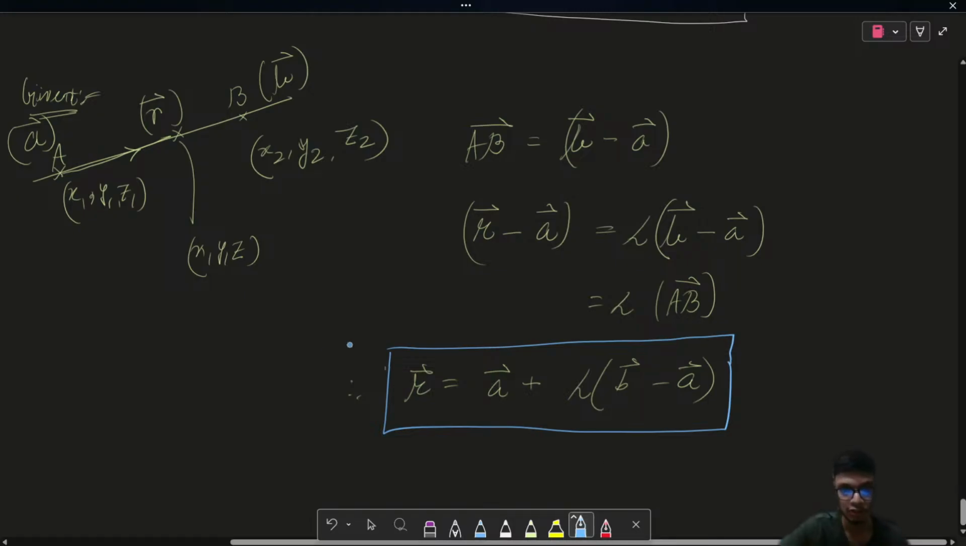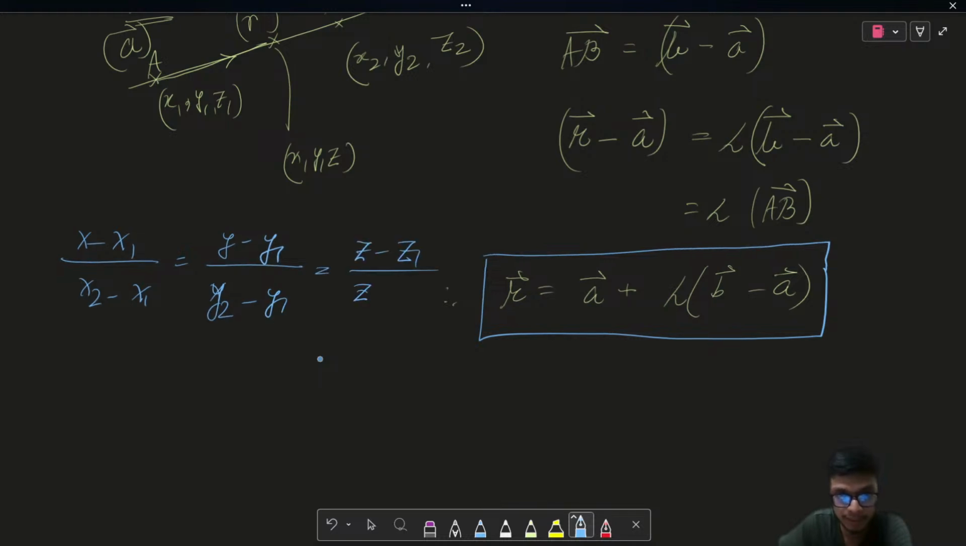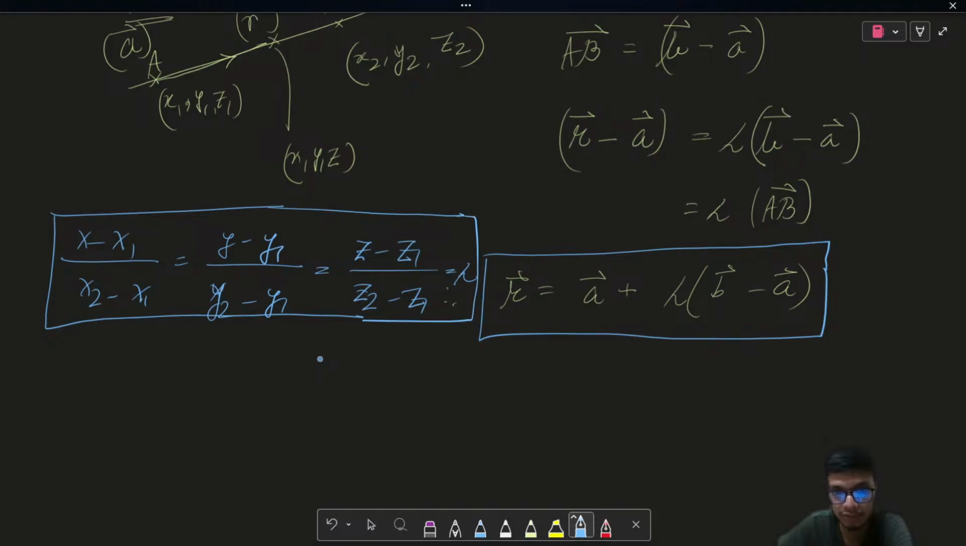Similarly, in the Cartesian form, I can write the same thing as x minus x1 by x2 minus x1 is equal to y minus y1 by y2 minus y1 is equal to z minus z1 by z2 minus z1 is equal to some lambda. Okay, so this is how I can obtain the equation of the straight line in Cartesian form. I hope this is clear to all of you.